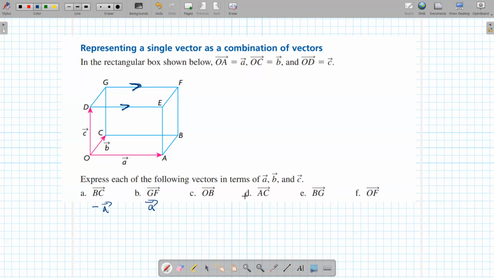OB. So OB means we start here and then we want to get all the way to there. How do you go from O to B? You first need to go from O to A. This is the tip to tail thing. To get to B, you go OA and then you go AB. OA is given in the question. That's vector A. What is vector AB in terms of A, B, and C? It's B. Yeah, it is. So OB therefore is vector A plus vector B.